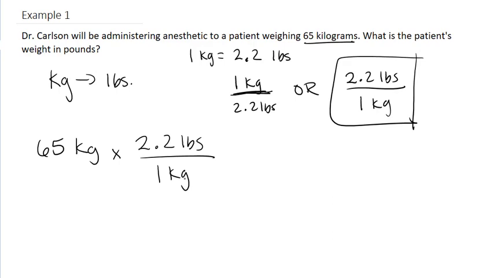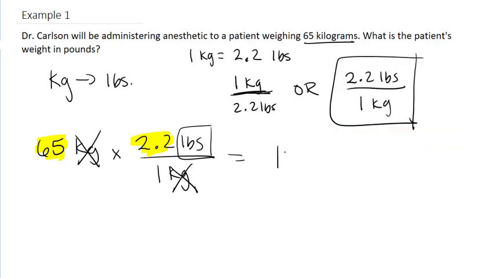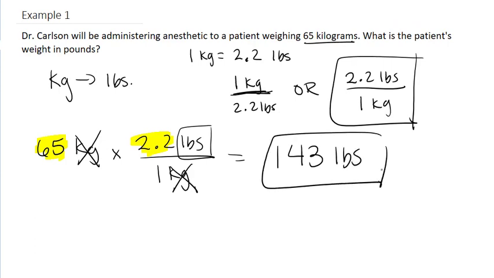And so when we multiply like this, we get rid of the kilograms and we're left with pounds on the top, which is exactly what we want. So all we need to do then is multiply 65 times 2.2, and then this is just over 1. We could divide by 1, but it will just be the same number. So 65 times 2.2 is equal to 143 pounds. So the patient weighs 143 pounds. So let's go ahead and look at another example.